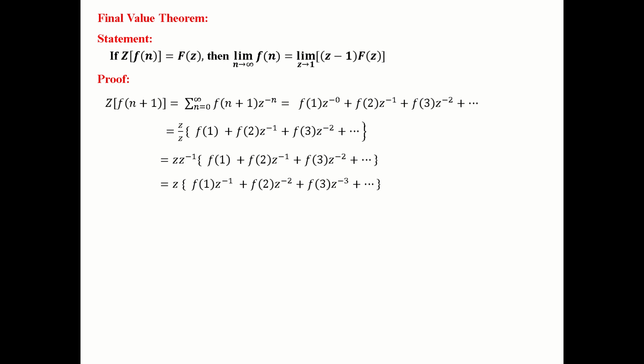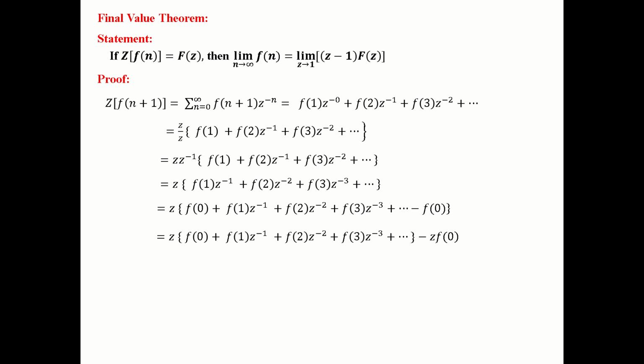So that is equal to Z into, adding f of 0 and subtracting f of 0. See, first f of 0 is added and at the last f of 0 is subtracted. So Z into f of 0 plus f of 1 Z power minus 1, f of 2 Z power minus 2, f of 3 Z power minus 3, plus etc., minus f of 0. So Z into f of 0 plus f of 1 Z power minus 1 plus f of 2 Z power minus 2 plus etc. This is one term. Then multiply that Z with the last f of 0, so you will get minus Z into f of 0.